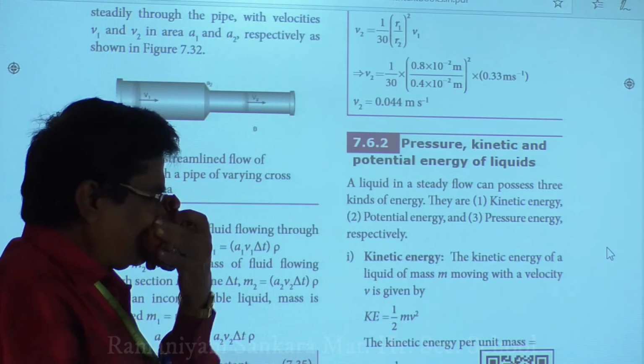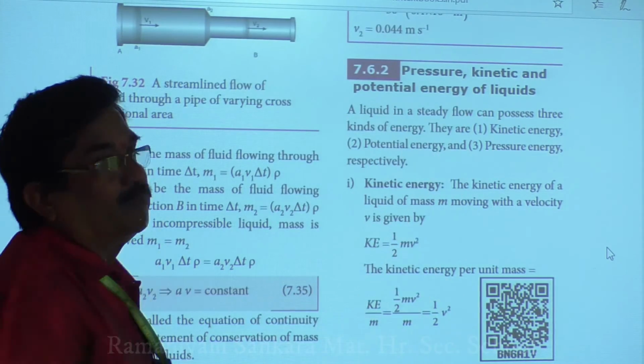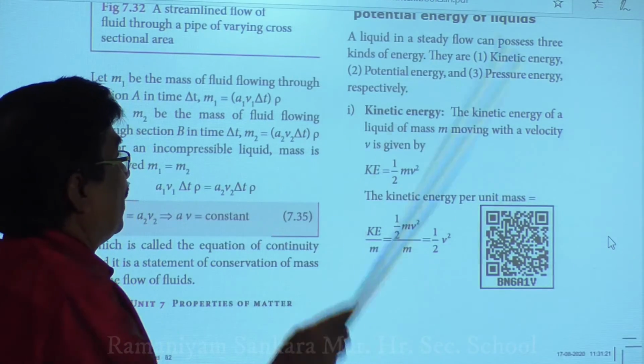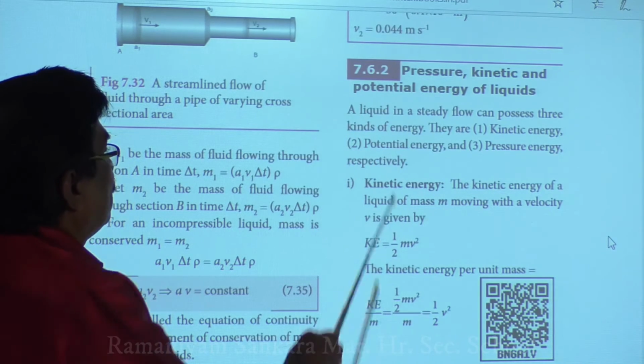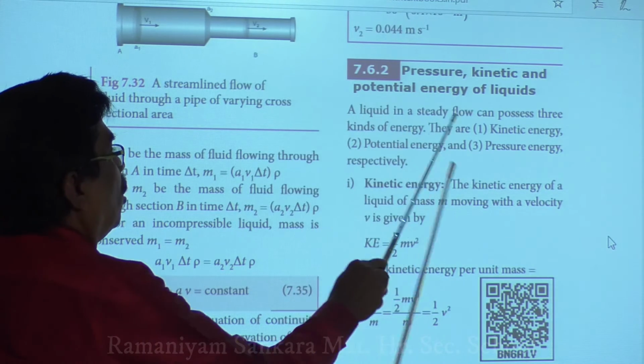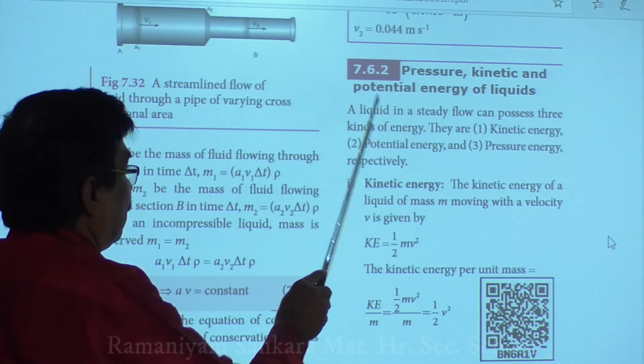The final part. What is the final part? Pressure, kinetic energy and potential energy of the liquid. Now remember, pressure energy, kinetic energy and potential energy: they all three are possessed by the liquid. So, a 2-mark question: what are the 3 types of energy possessed by the liquid?